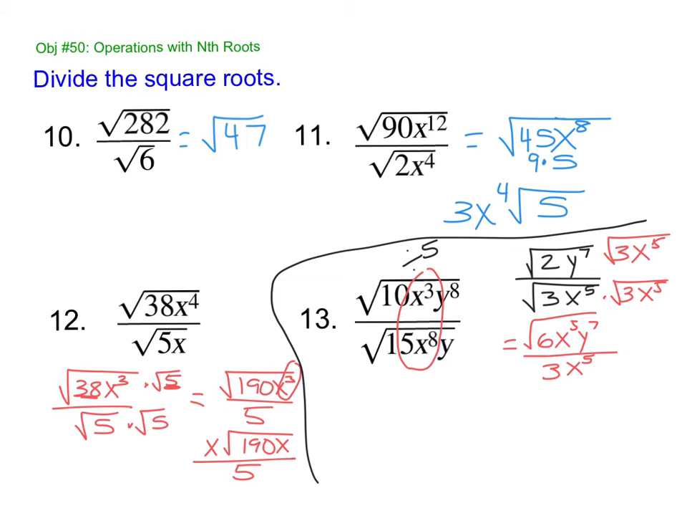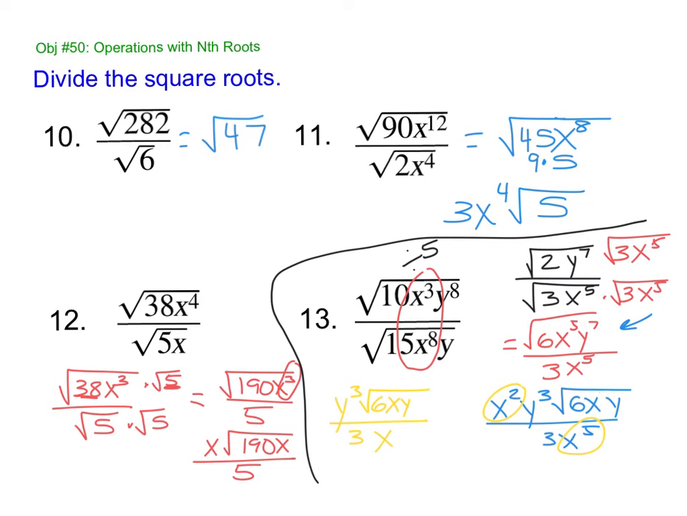Now I'm going to simplify the inside of the top, right? So my x to the 5th, I can pull out an x squared there, and I can pull out a y cubed, root 6x5. Oops, just kidding. I pulled out an x squared, I'm left with 1x, and I'm left with 1y, over 3x to the 5th. And then the last thing I'm going to do is I can simplify my x squared and my x to the 5th. So the final answer is y cubed, root 6xy, over 3x to the 3rd.